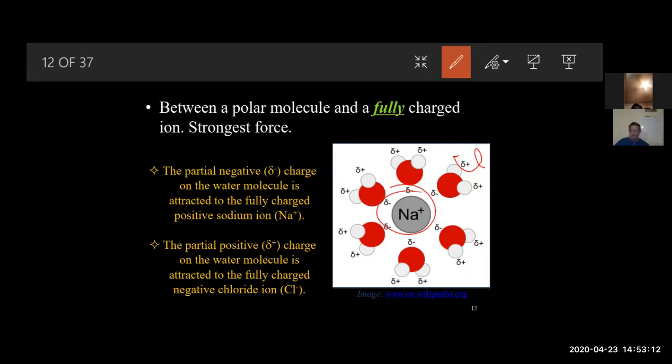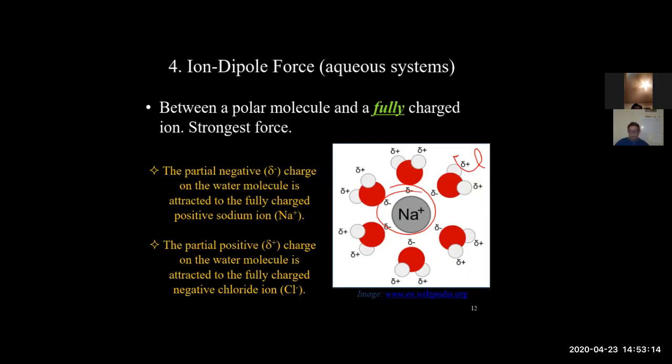So in order to have an ion dipole, we're talking about an aqueous system, water, and some type of ionic compound, okay? And refresh your memory, what's an ionic compound? That is a metal and a non-metal combination.